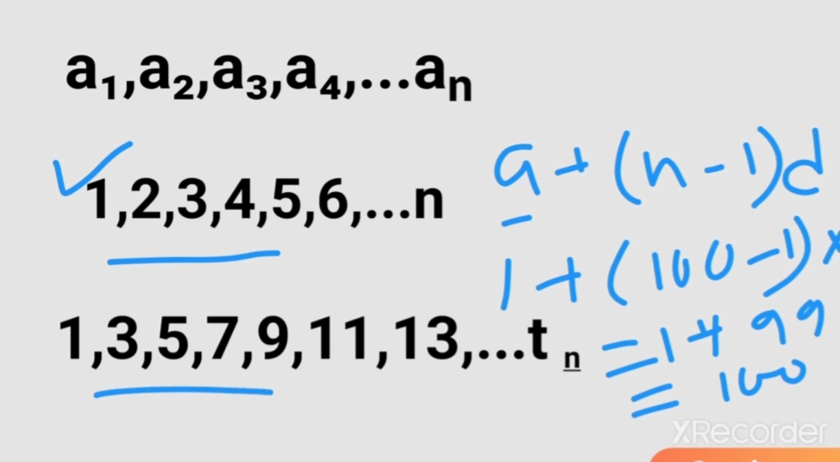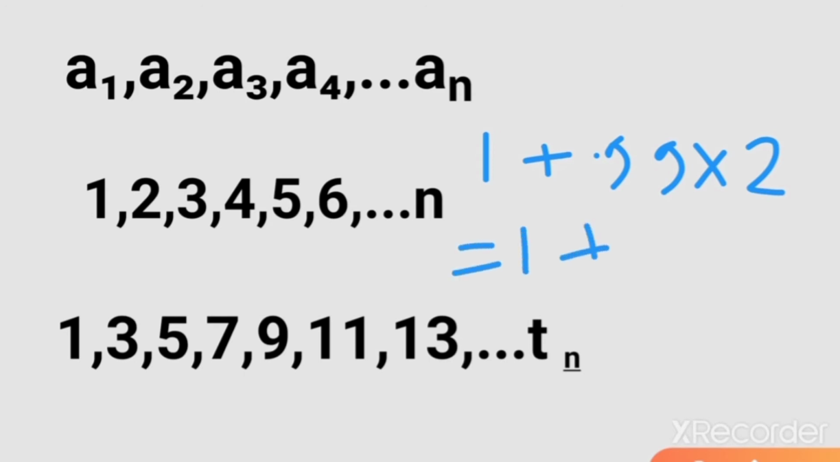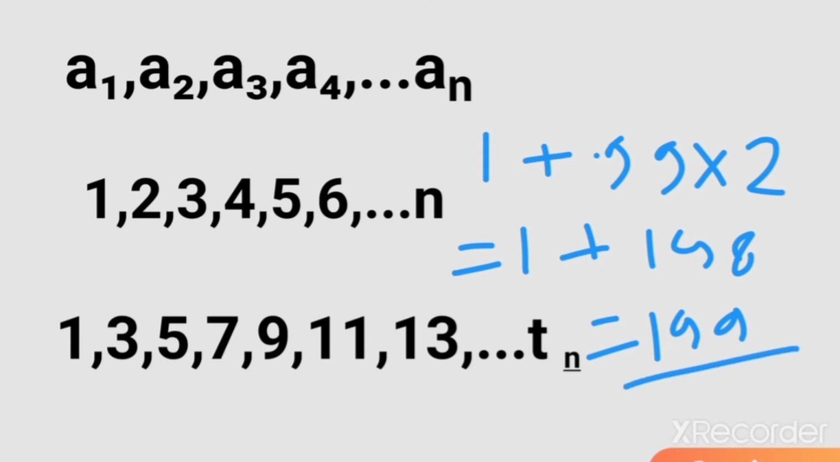Now let's talk about this series. If we find out the 100th term of the series, then we'll put the formula: a, that means 1, plus 100 minus 1, that means 99, and the common difference is 2, that means 99 into 2. So it will be 1 plus 198, that means 199. So 199 will be the 100th term of this second series.